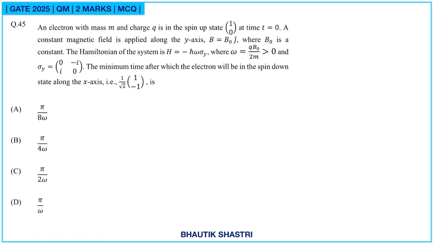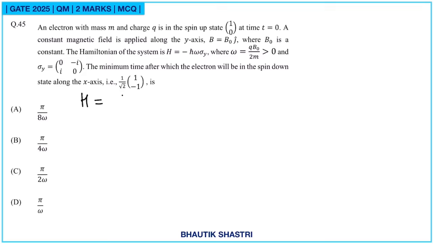Next question. An electron with mass m and charge q is in the spin up state 1, 0 at time t is equal to 0. A constant magnetic field is applied along the y-axis, B is equal to B naught j cap, where B naught is a constant. The Hamiltonian of the system is H is equal to minus h cross omega sigma y, where omega is q B naught by 2m greater than 0, and sigma y is 0, minus i, i, 0. The minimum time after which the electron will be in the spin down state along the x-axis is, and this is spin down state.